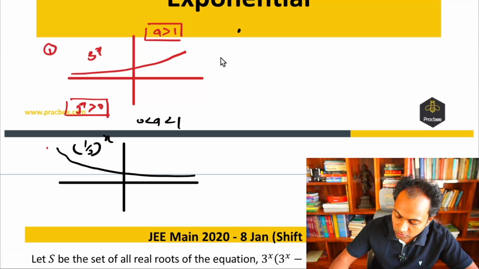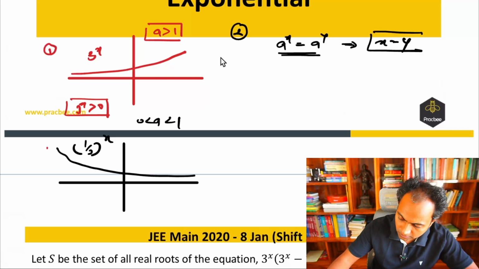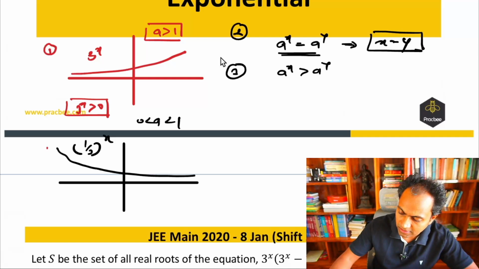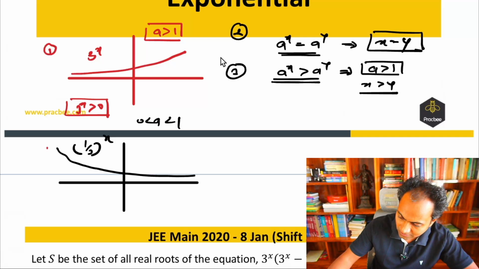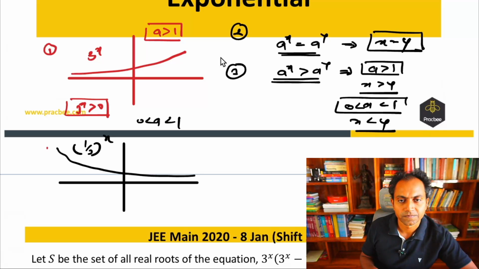Next idea that we need to understand is, if somebody says that a raised to the power x is equal to a raised to the power y, that would mean x is equal to y. In case of inequality, if a raised to the power x is greater than a raised to the power y, and a is greater than 1, then we can reduce this into x is greater than y. But if a is between 0 and 1, the sign will get flipped and it will become smaller than, because the graph is decreasing in nature.